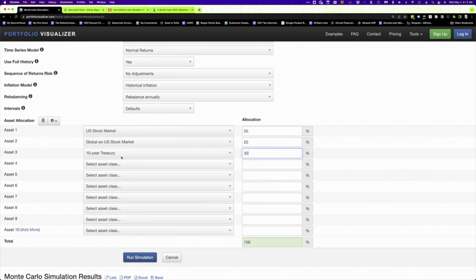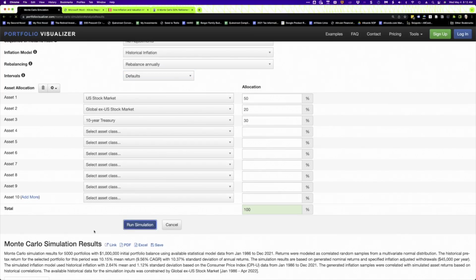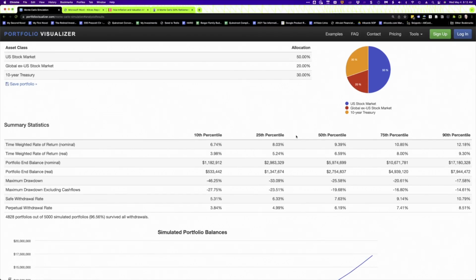Could use a total bond market, but I use 10-year treasuries. You can obviously change this to whatever asset allocation you want. And when we run the simulation, here's what we get. So the first thing, these percentiles represent, like the 10th percentile would be if things didn't go well at all.